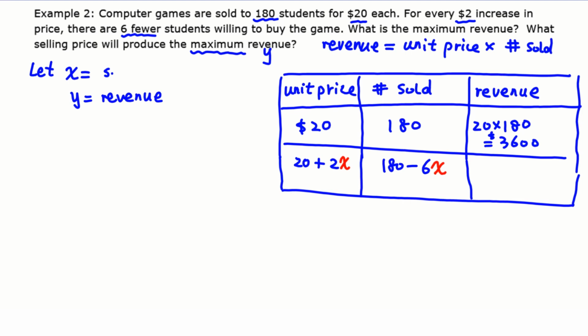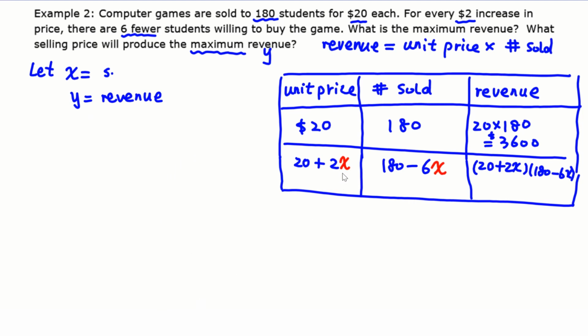Then the revenue is just these two numbers multiplied together, so 20 plus 2x times 180 take away 6x. And this is the formula, the equation for this revenue question.